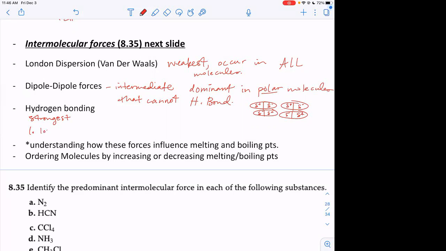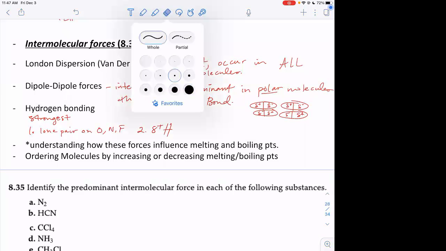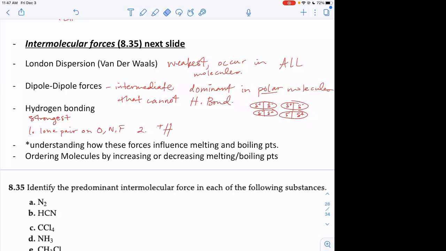You have to have a lone pair on specifically oxygen, nitrogen, or fluorine. The second prerequisite is you have to have a positively polarized hydrogen that is bonded to an oxygen, nitrogen, or fluorine. Okay.